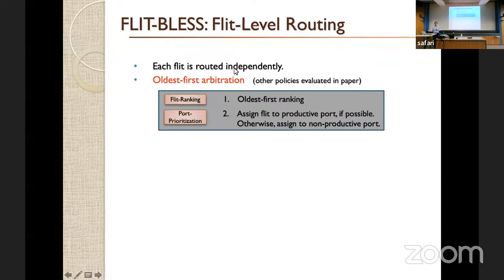This is a bit of a difference from wormhole routing. We have a way of adapting wormhole to bufferless, but it's a huge headache. So if you read the paper, you may not be able to understand it, but it's a huge headache, basically.